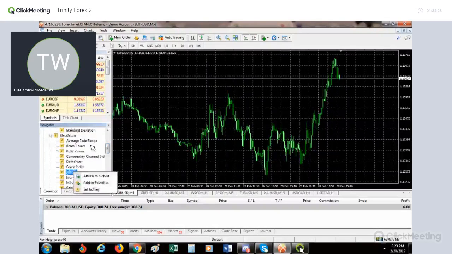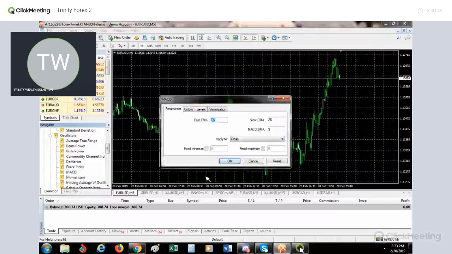So now we look for the MACD. MACD is among the oscillators. So the way we did the rest, you click on it, right click, then say attach to chart window. All right. So here we are not going to change anything. What we have is just what we discussed there.